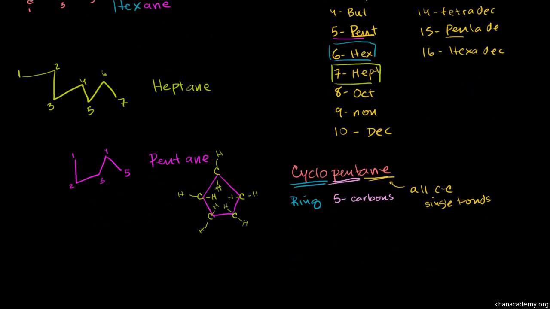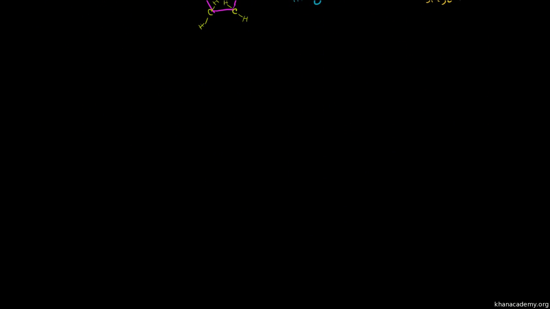Let's say I have cyclononane. So what is this telling me? This tells me I'm dealing with a ring. It's going to have a ring structure. It's going to have 9 carbons, and then it's an alkane, so they're all going to be single bonds. So if I want to draw it, I want to draw 9 carbons in a ring.